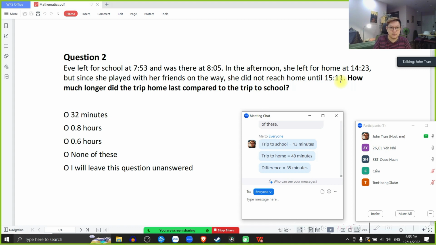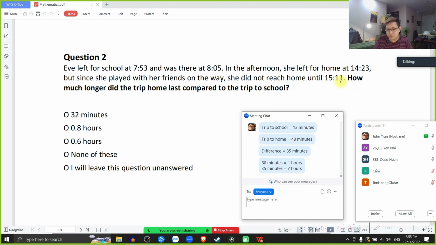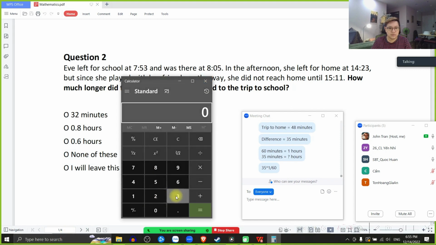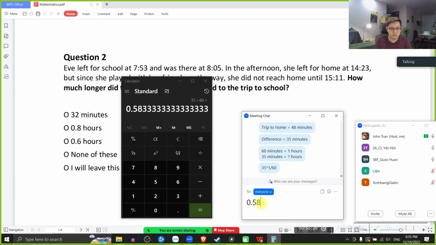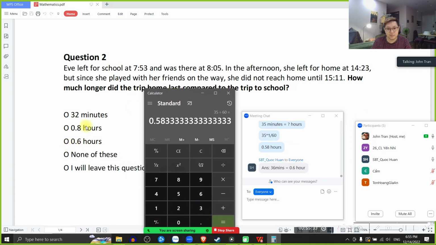Thì bây giờ 35 phút là bao nhiêu lâu? So basically 60 minutes is basically 1 hour. So 35 minutes equal to how many hours? It will be 35 times 1 divided by 60. 35 nhân 1 chia 60 will be about 0.58 hours. So nearly 0.6, right? So you can round it up to 0.6 hours. Yeah, chấm 6.